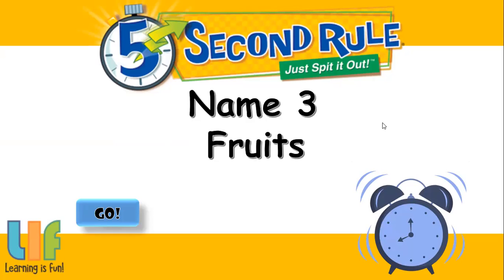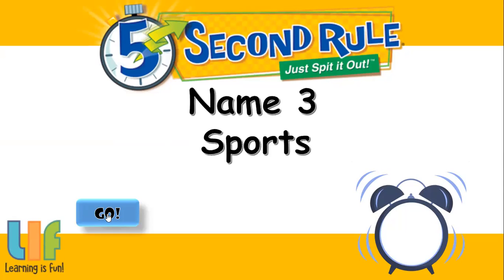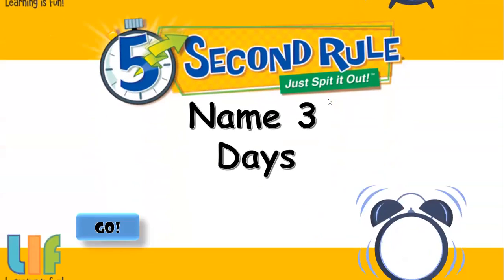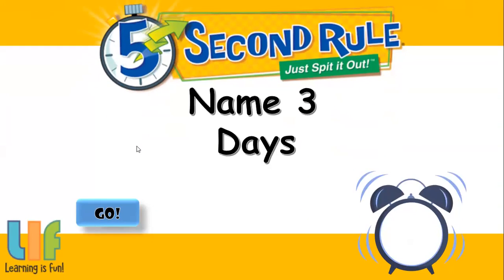Okay, let's go next one. Blanca Delgado, name three sports. Go, miss. Yes, what happened? Soccer. What else? Running. And tennis. Basketball. Very good, miss. Thank you. Let's go now with Carlos Miguel. Name three days of the week. Friday, Monday, Tuesday. Excellent, mister. Very good. Okay, let's go.